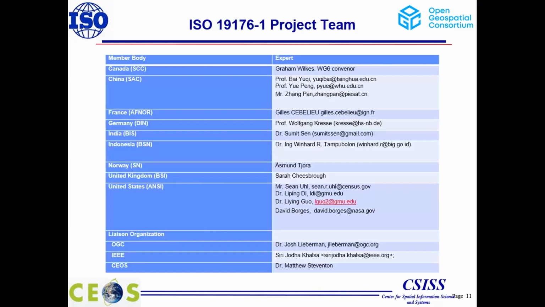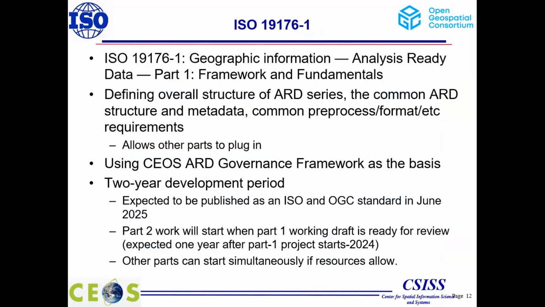Next slide. So this is the ISO 19167 Part 1 project team, and we have 9 countries nominate experts to the project team, as well as 3 liaison organizations, OGC, IEEE, and the CIOS, nominate experts to the project. And you can see that we have a large overlap between the ISO 19163 Part 1 project team and the SWIG. Next slide.